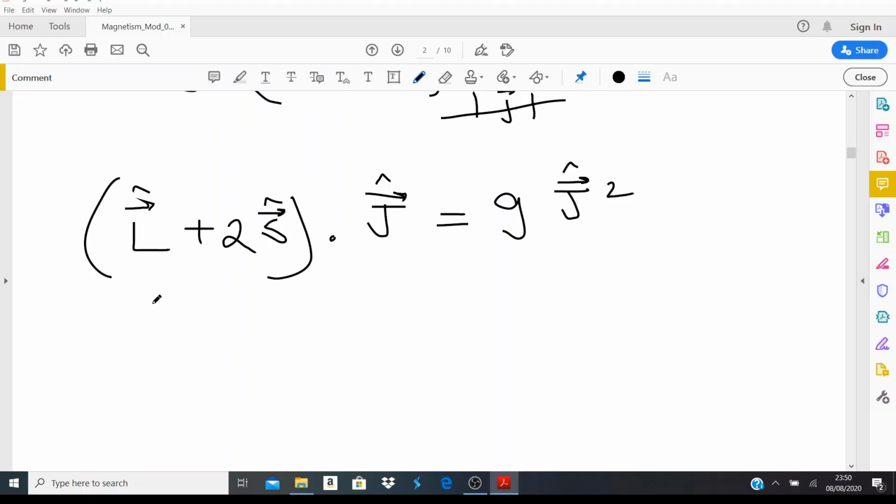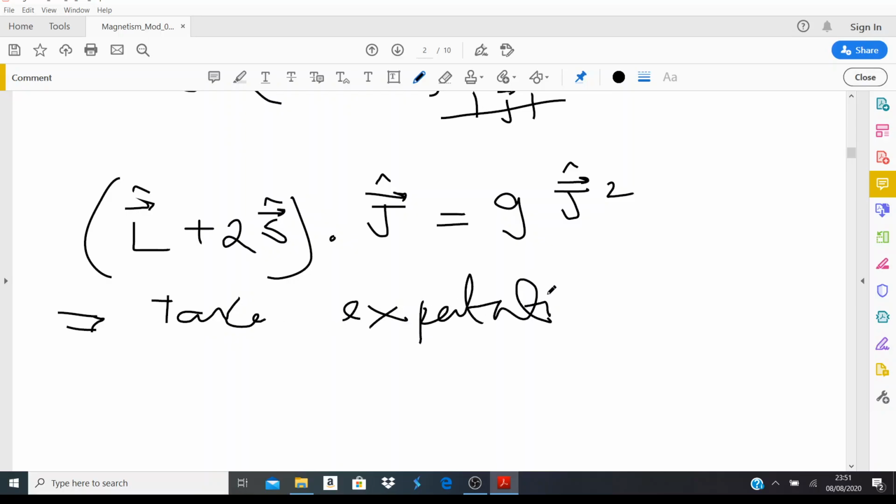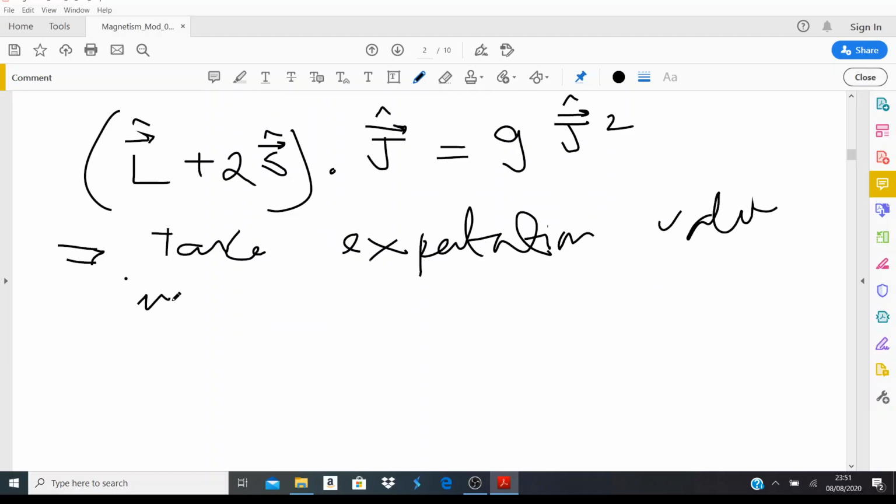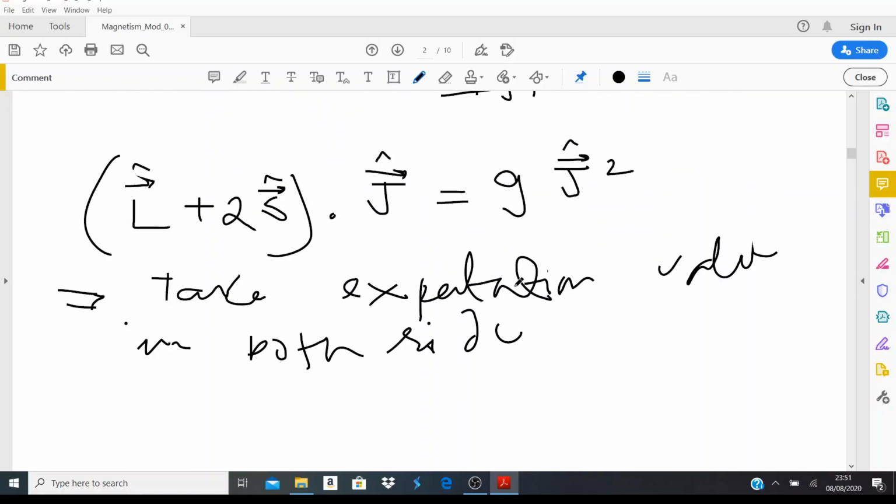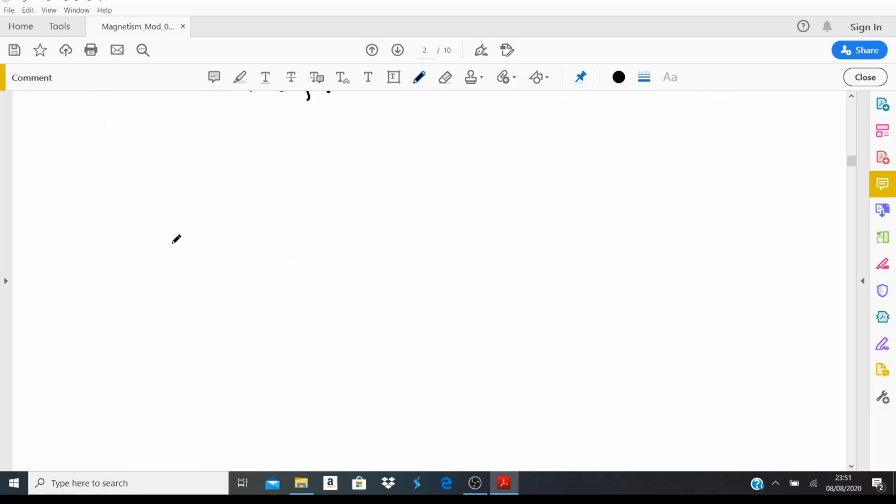So how do you get a number from these operators? The idea is, and I have mentioned this many times before, that to find the value from an operator you perform the expectation value. That's the rule, right? So take the expectation value in both sides of the equation. How do you represent the expectation value of some operator? You put an angular bracket. You remember all these things, right?